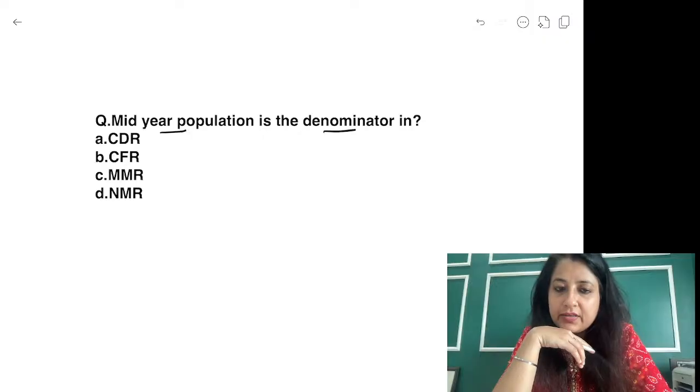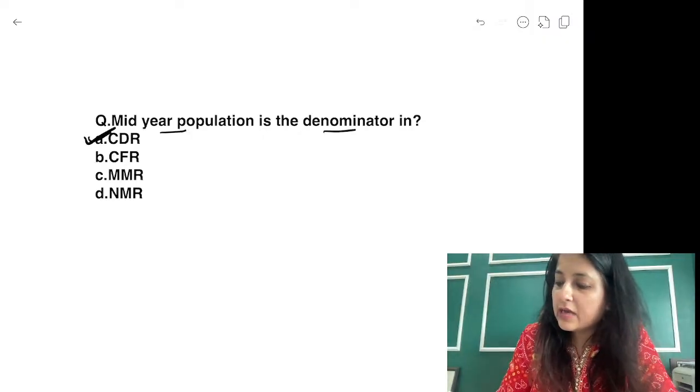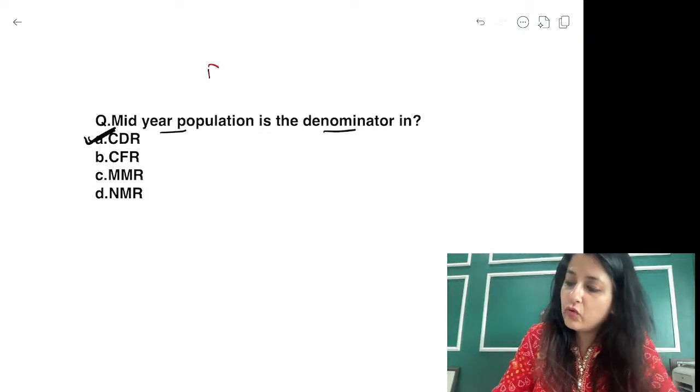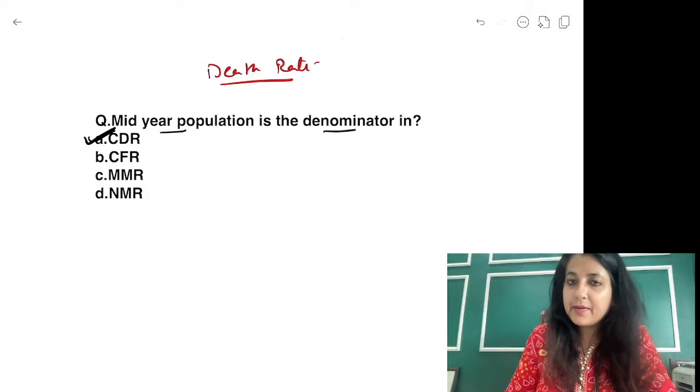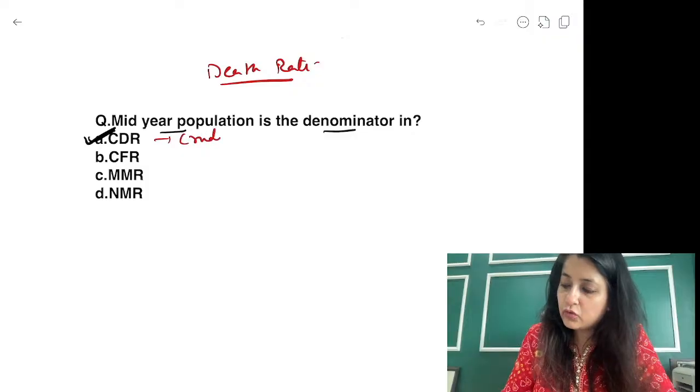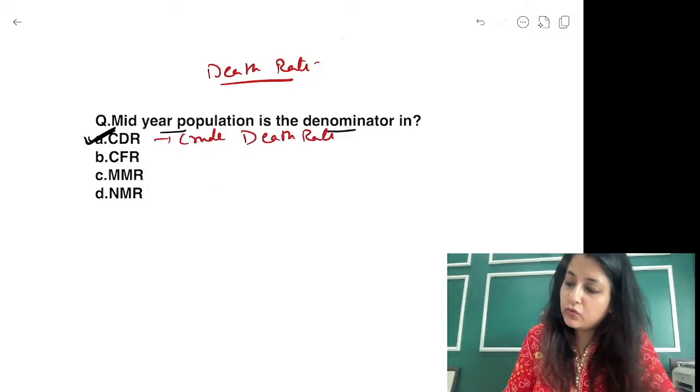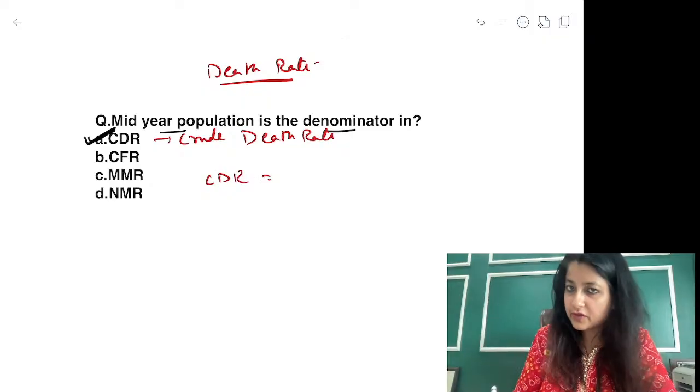Mid-year population is the denominator in this. I've always told you guys, whenever you get a death rate question, okay? Here it is CDR, here it is crude death rate, right? What is crude death rate? We'll revise it in demography also.